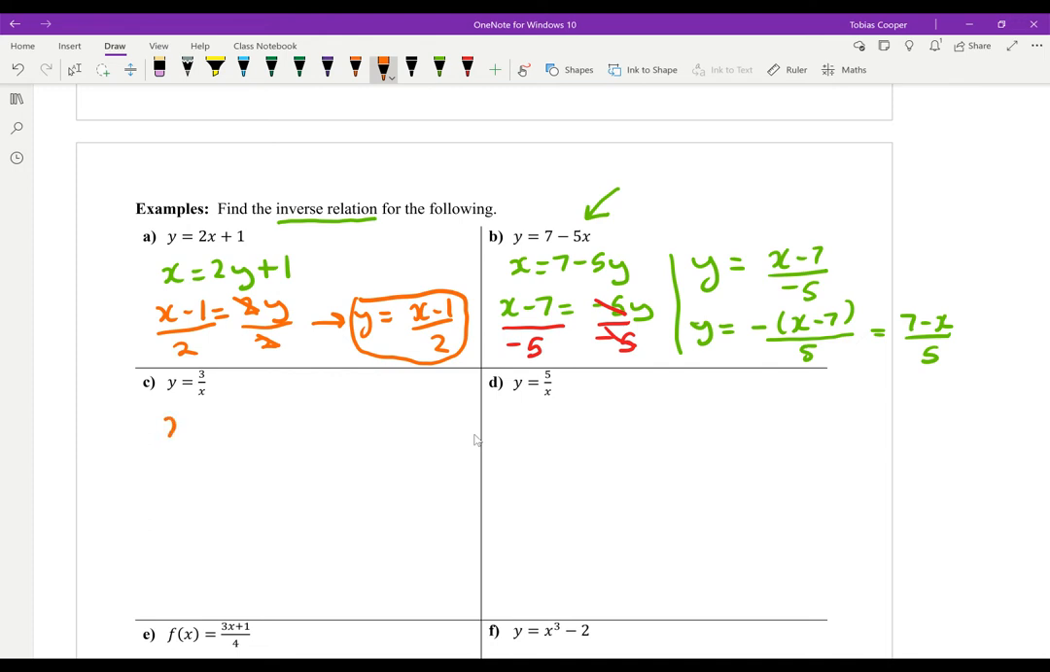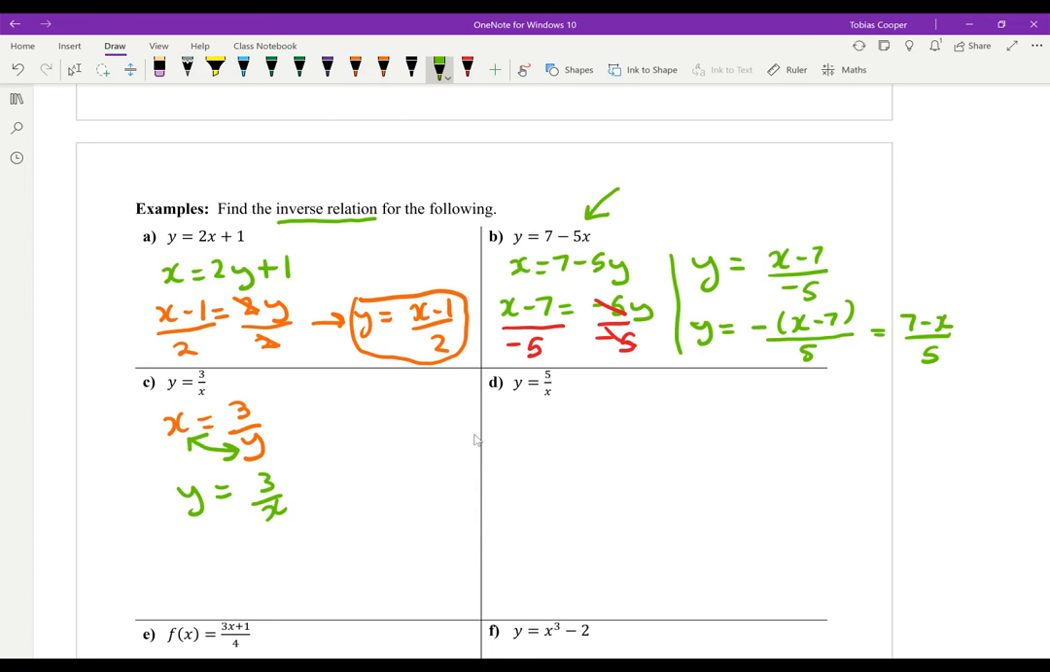To find the inverse relation of this, I just swap x and y over, and make y the subject. Now, the easiest way to make y the subject for these questions is to swap those two terms, and I get y is equal to 3 on x. So x equals 3 on y, and then y equals 3 on x. So we obtain the same equation as we started with. So that's interesting, isn't it? Swap x and y. So this is a hyperbola.